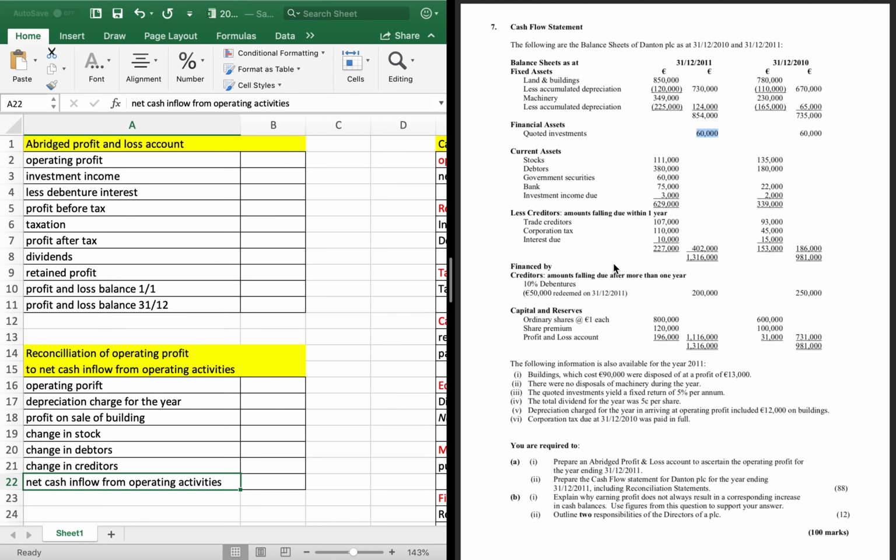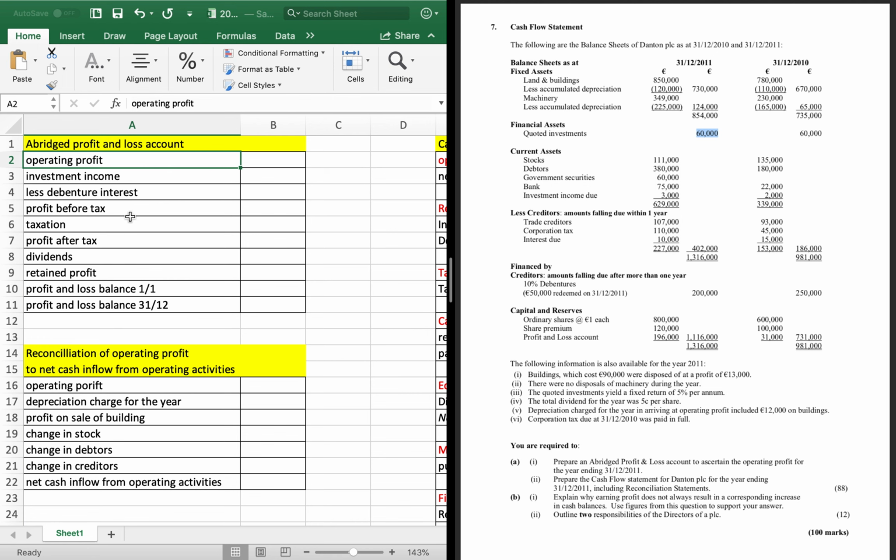Now the first two parts are relatively straightforward. They can only throw in one or two small things, but they can throw in some little curveballs. Anyway, what are you asked to do? You're asked to prepare an abridged profit and loss account to ascertain the operating profit for the year ending 31st of the 12th, 2011. So an abridged profit and loss account is a shortened profit and loss account, and you're asked to work out the operating profit. So basically the operating profit is going to be your answer.